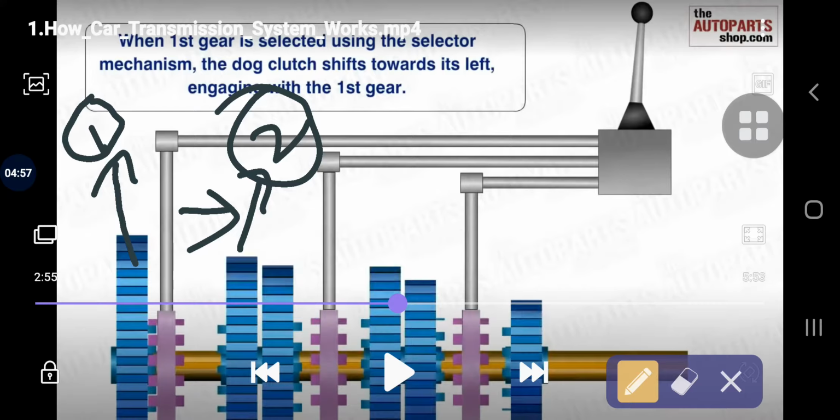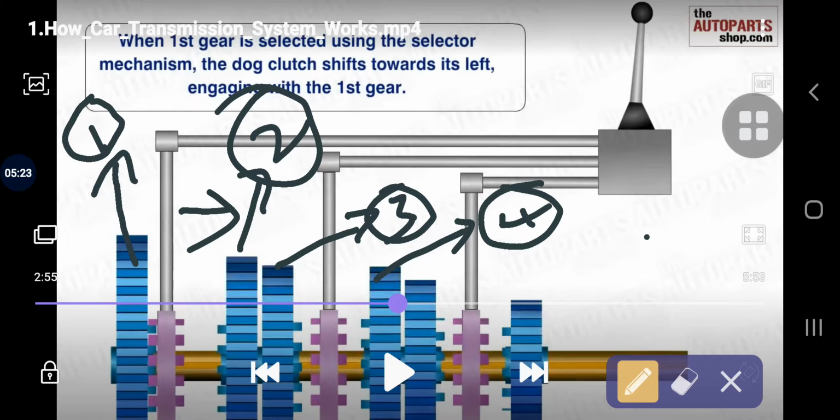When we move the second dog clutch to the left side, it will be third gear. When we move the second dog clutch to the right side, it will be fourth gear. So this is third, and this will be fourth.